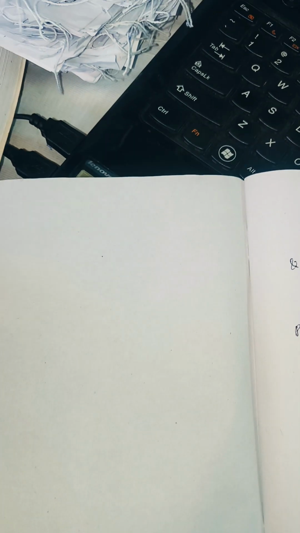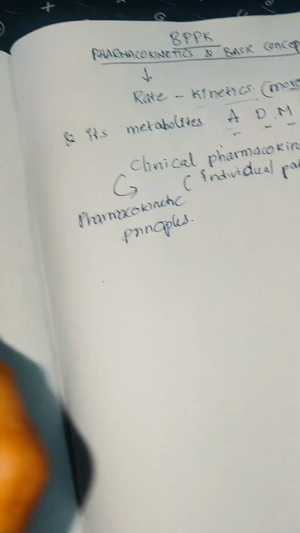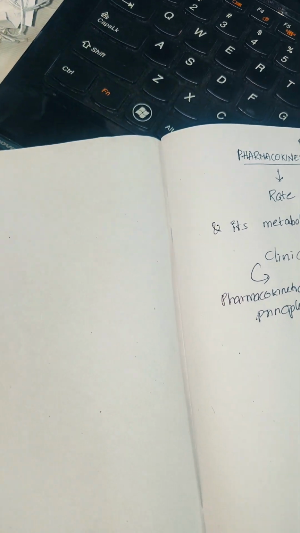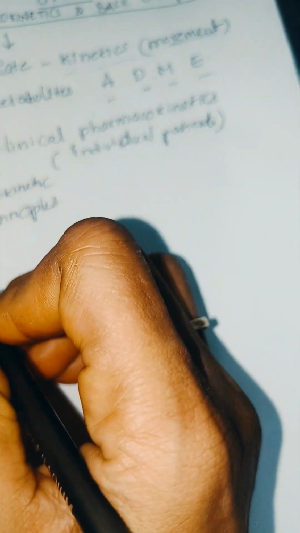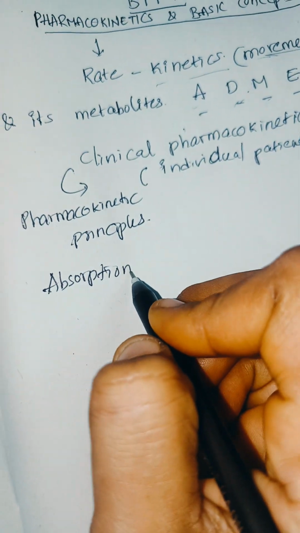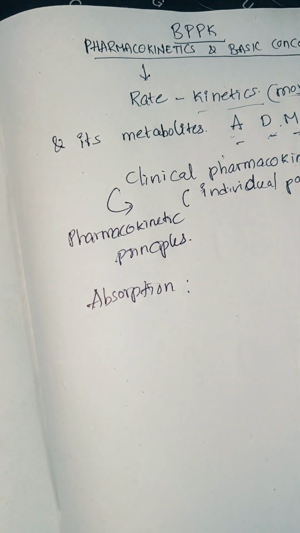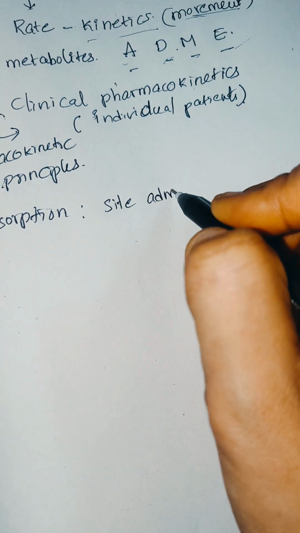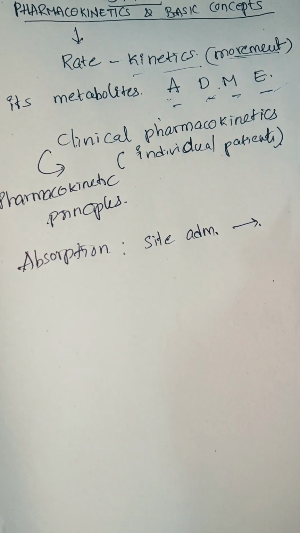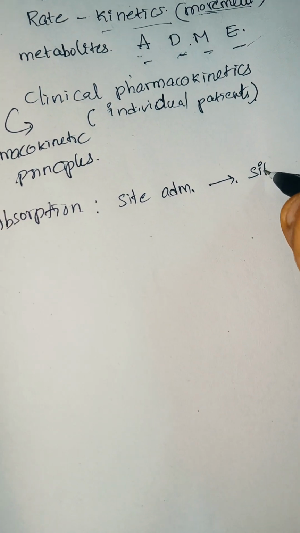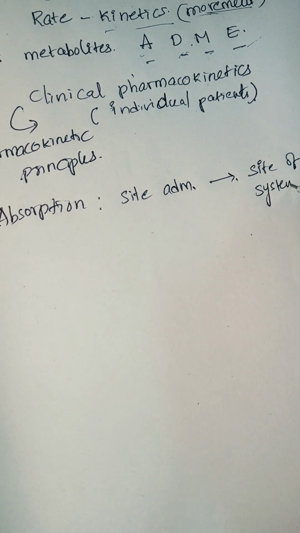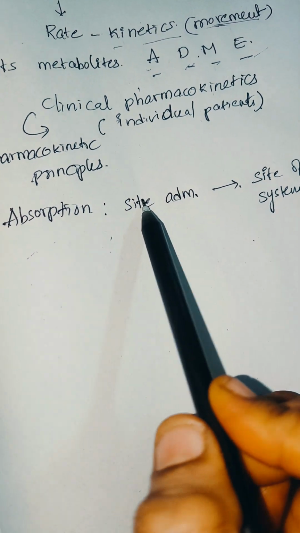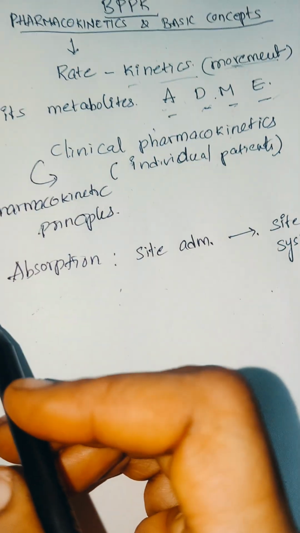Then what is meant by absorption? Simply we can say absorption is the transfer of drug from the site of administration to the site of systemic circulation. Simply it can be called absorption from the site of administration to the systemic circulation.